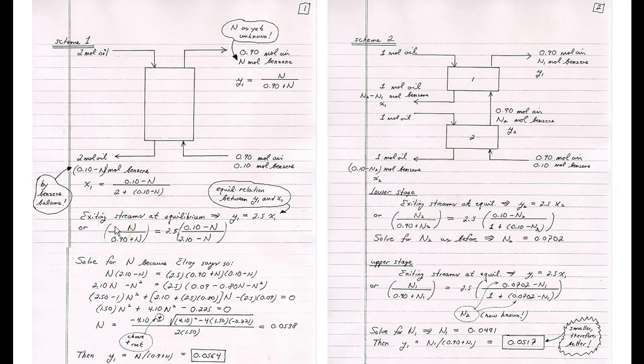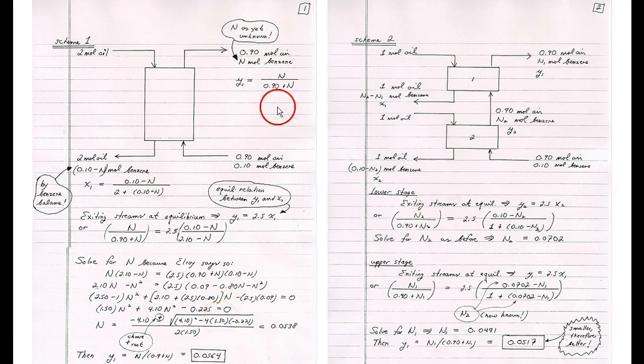This is the equilibrium relationship. We know the equilibrium relationship, Y is 2.5x, so I just substitute those in there. This is one equation for n. It turns out you can simplify this to a quadratic equation. There's always 2 solutions of a quadratic equation, and you have to choose the correct answer, which in this case is the one with the plus sign. And by solving this equation, I get n equals 0.0538 moles of benzene remaining in the leaving air.